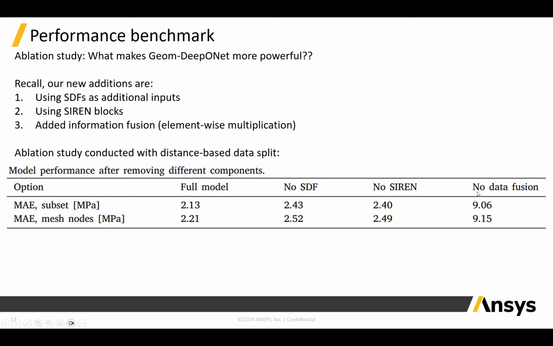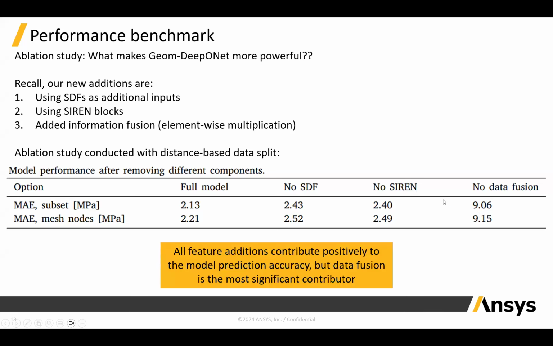But when we go to the last one, where there's no data fusion, you see the error significantly increased, from 2 point something all the way to about 9 megapascal. So from this very quick ablation study, we can conclude that all three features contribute positively to the model prediction accuracy. But among them, data fusion is the most significant contributor to the model accuracy. So in the end, we still keep all three of them to strengthen our capability to generalize to different geometries.